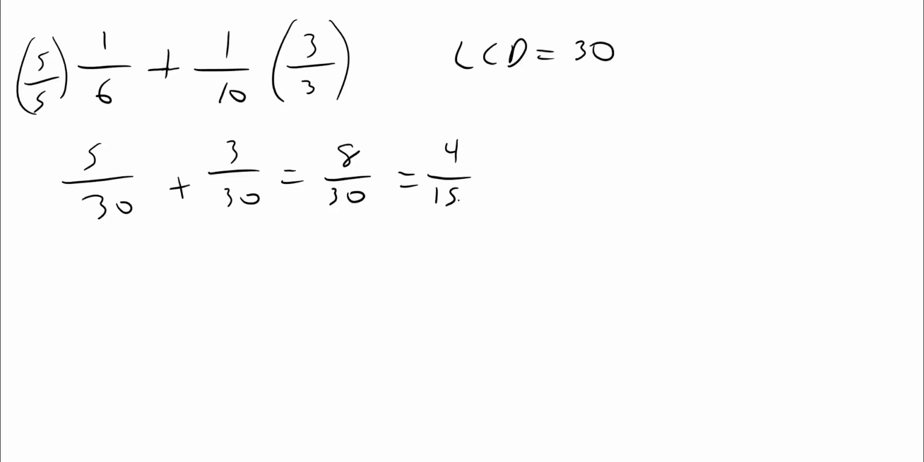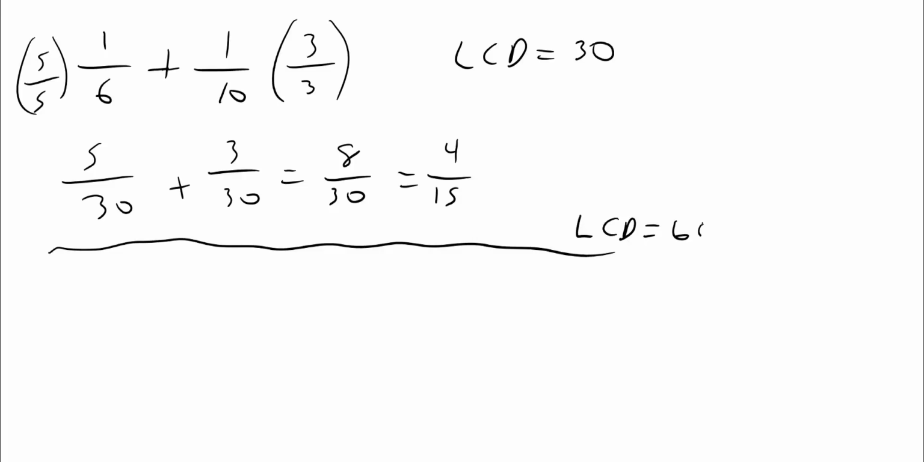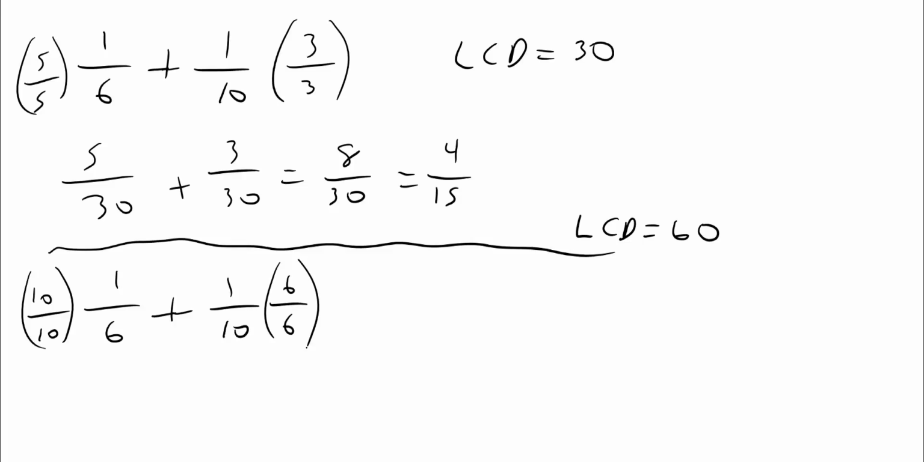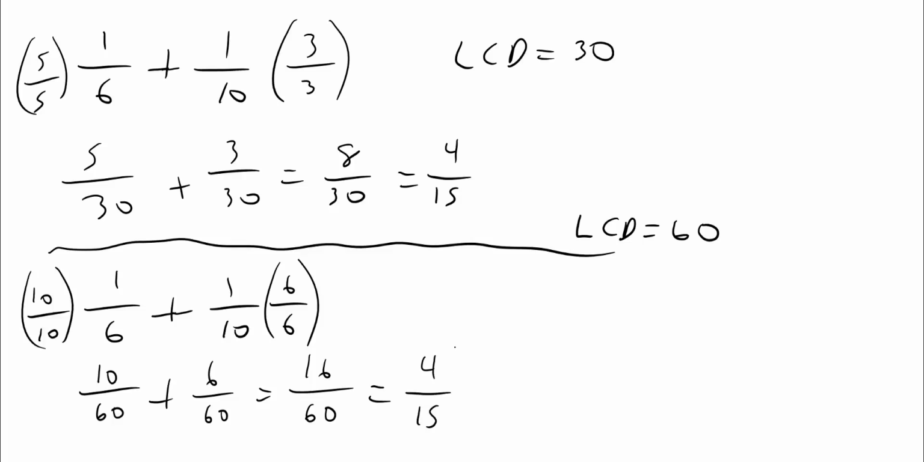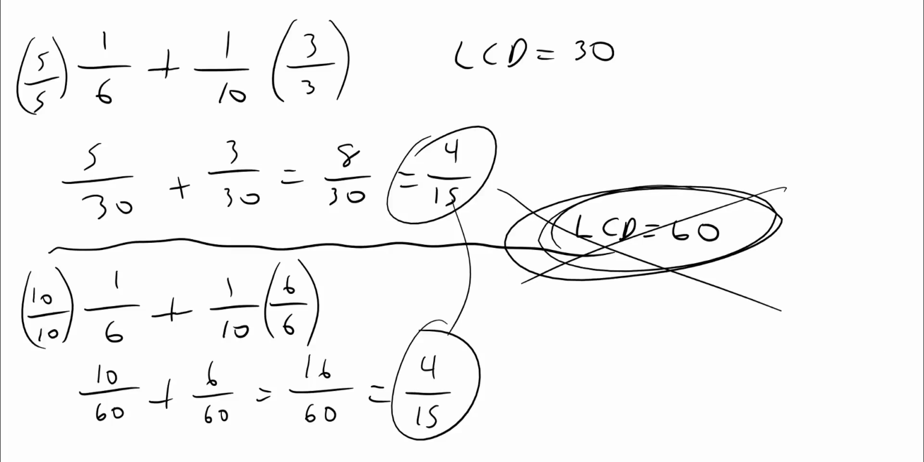Okay? Once again, if I chose incorrectly and I said the LCD was 60, here, let me do the problem again, but I'm going to show you it's not a big deal, not a total loss here, math fans. You're going to multiply this by 10 over 10 and this by 6 over 6. So that would give you 10 over 60 plus 6 over 60, which is 16 over 60. And if you would reduce that on your calculator, you would get 4 over 15. You get the exact same answer. Okay? But if you can avoid that and get the right one right away, that's kind of nice.